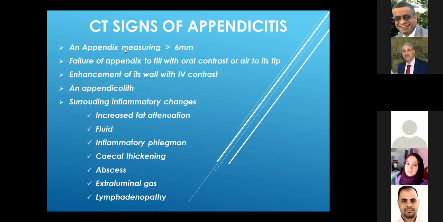CT signs of appendicitis: an appendix measuring more than 6 mm, failure of the appendix to fill with oral contrast or air in its tip, enhancement of its wall with IV contrast, and appendicolith. Surrounding inflammatory changes include increased fat attenuation, fluid, inflammatory phlegmon, cecal thickening, abscess, extraluminal gas, and lymphadenopathy.